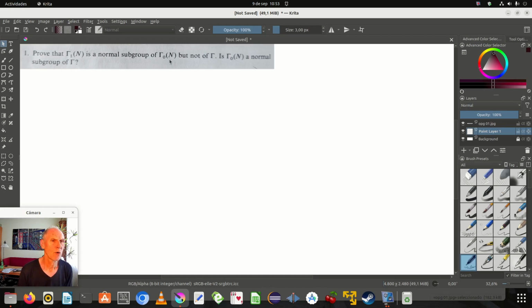Prove it's a normal subgroup. I'll do that by explicit computation. Normal means that the inverse of G times the subgroup times G equals the subgroup. It's sufficient to show that it lies in it, as part of it. So let's try to do that explicitly.